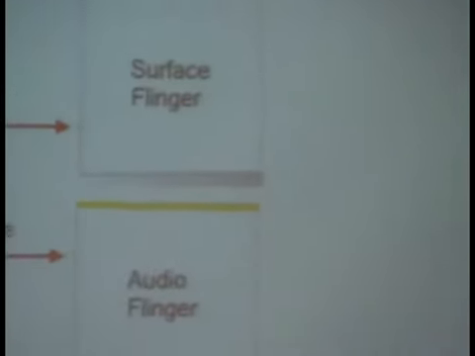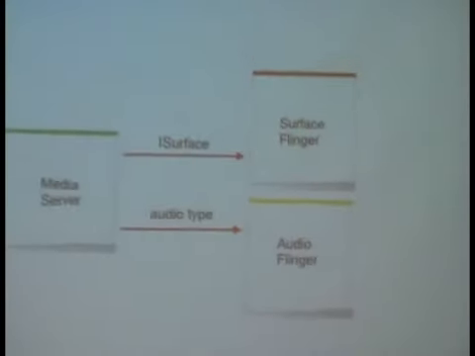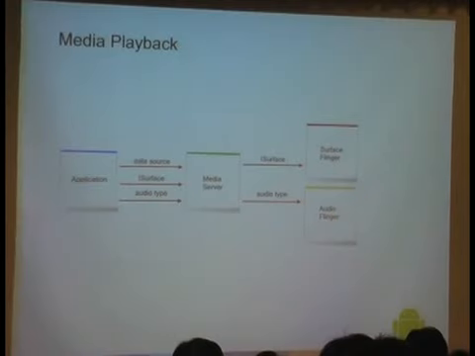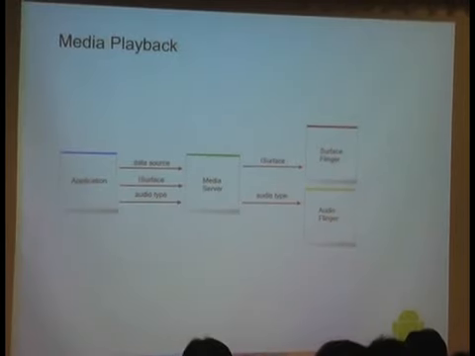It passes an ISurface, which is the binder interface for the Surface Flinger surface to render the video. And then it also passes the type of audio that you want to output. And this has to do with how audio gets routed in Audio Flinger. So once you've done that, the ISurface is used to send the composited video to the Surface Flinger, and the audio type is used to route audio within the Audio Flinger.